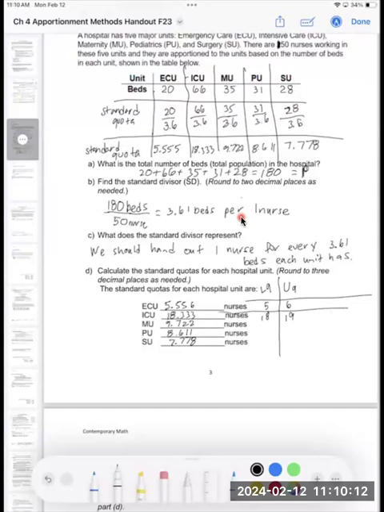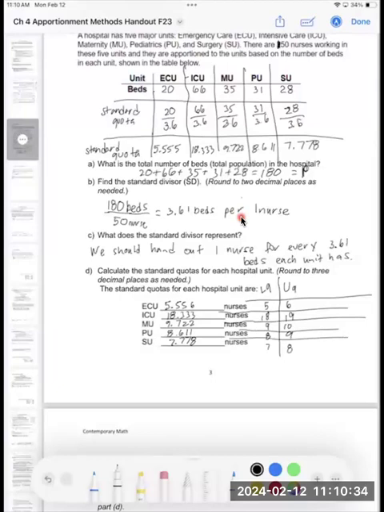Then 9.7, if I ignore the decimal, it's 9. And if I add 1, it's 10. So that's the lower quota and upper quota. And then for the pediatrics, if I ignore the decimal, it's 8. And if I add 1, it's 9. And then if I ignore the decimal for the last unit, it's 7. And if I add 1, it's 8.